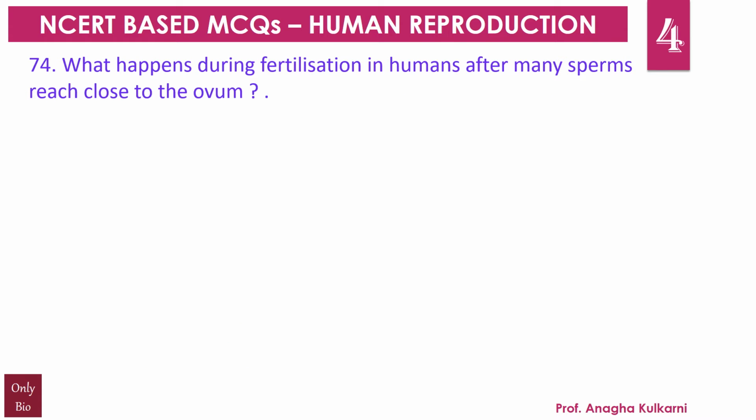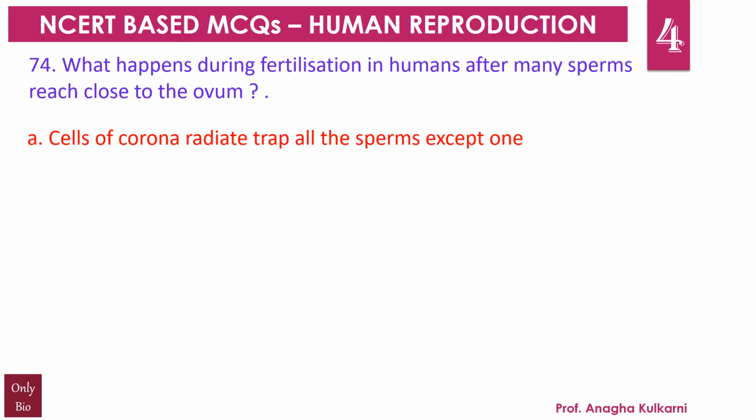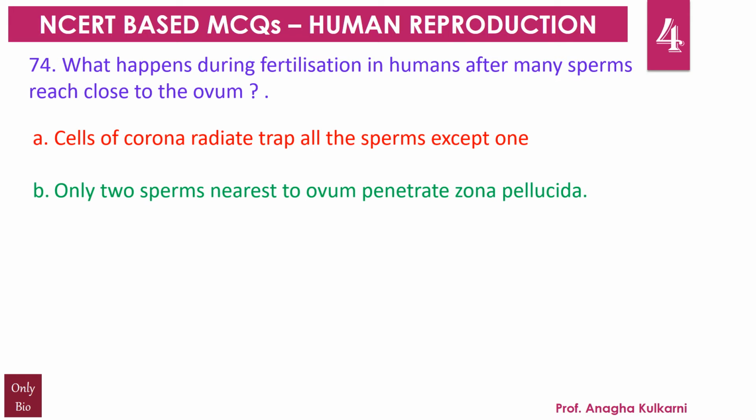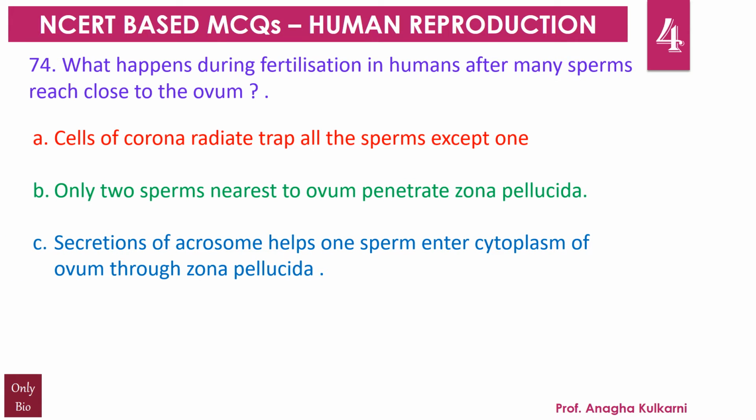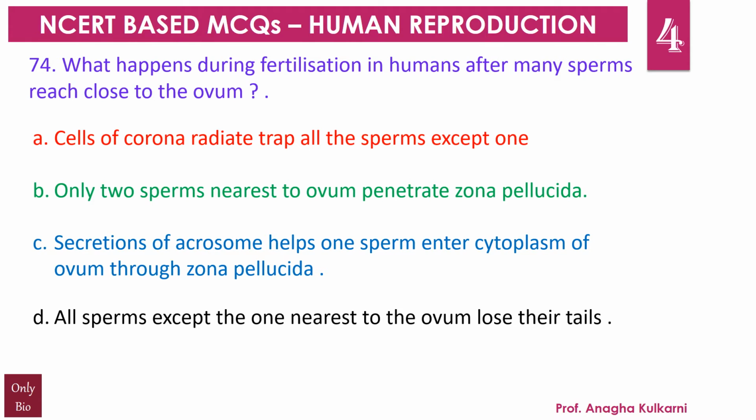Question number 74. What happens during fertilization in humans after many sperms reach close to the ovum? A. Cells of corona radiata trap all the sperms except one. B. Only two sperms nearest to the ovum penetrate the zona pellucida. C. Secretions of acrosome help one sperm enter the cytoplasm of the ovum through zona pellucida. D. All sperms except the one nearest to the ovum lose their tails. And the correct answer for this question is C.